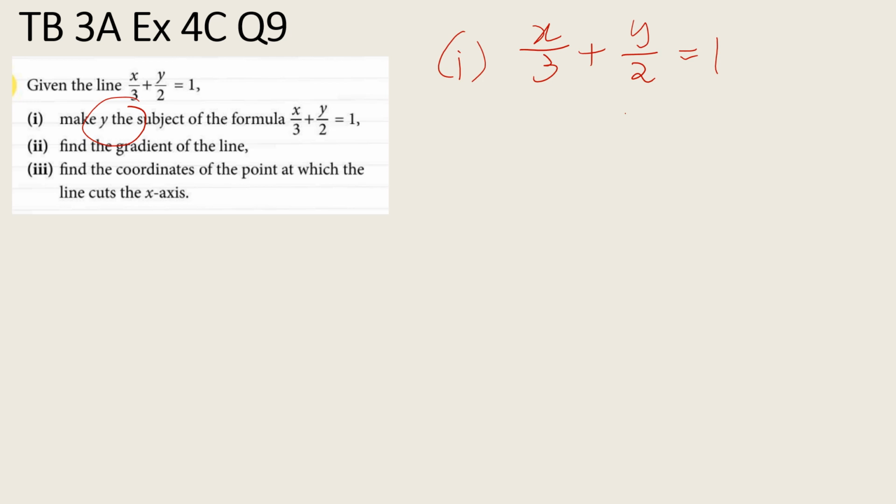If you're going to make y the subject, obviously we need to move this guy out of the house. In the house, you can only have y. So we have to move x over 3 out first. Let's do it slowly. x over 3 is positive x over 3, right? To move it to the other side, I need to minus x over 3 on both sides. I think this is basic. Okay, never mind.